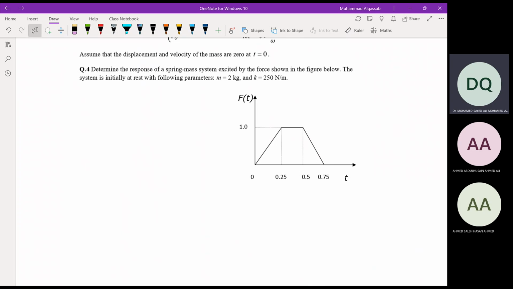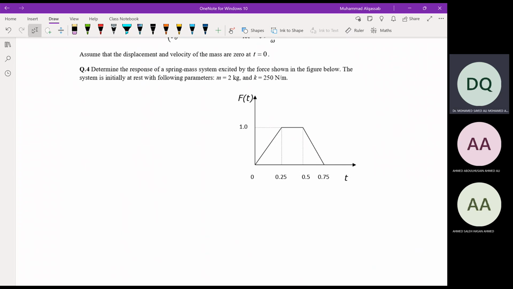and once you understand the types of those problems, then you can extend to any other type of excitation. Okay, question number 4: determine the response of a spring-mass system excited by the force shown in the figure below. The system is initially at rest with the following parameters: m equal to 2 kg and k equal to 250 Newton per meter. So it is undamped. All the problems in this chapter will be for undamped systems subjected to ramp or constant pulses, that is, pulses that contain ramp or constant.